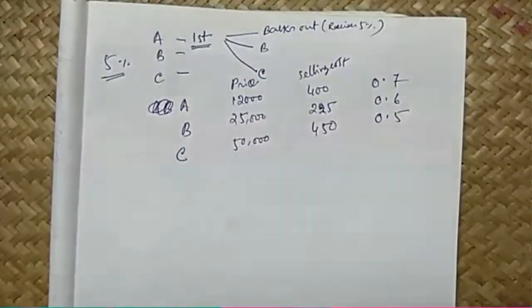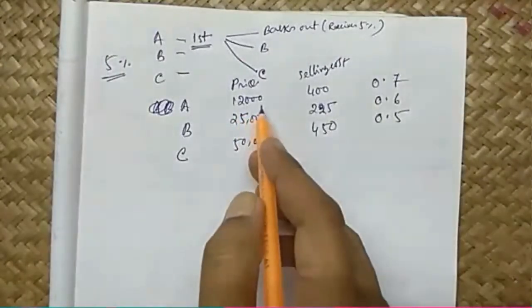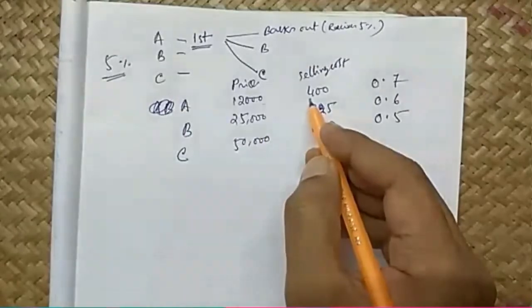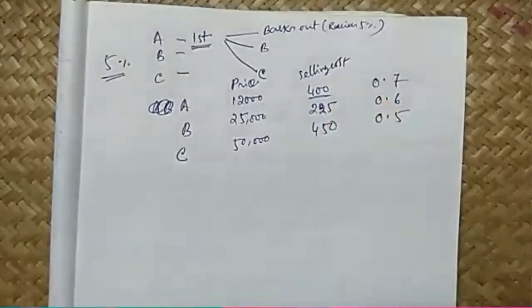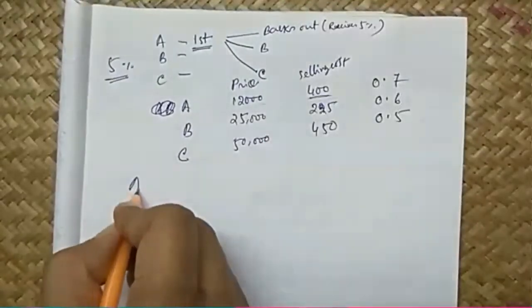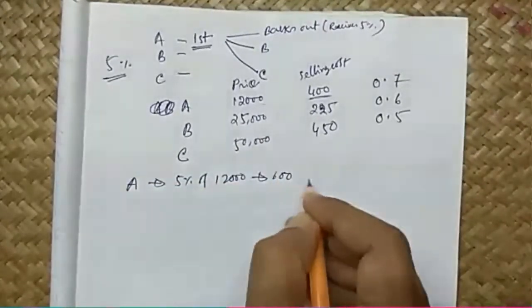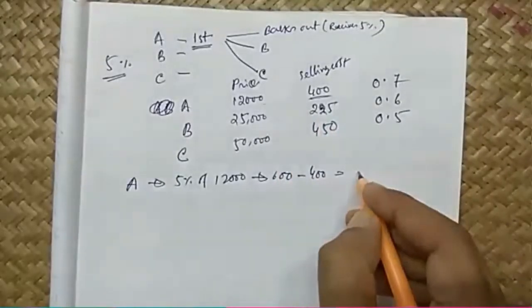Sir, are these numbers 400, 425 the selling cost? Yes, for the agent. He gets 5% commission, but he needs to advertise and go to several places. That's why there are costs associated with it. So 5% of 12,000 is actually 600. Out of the 600, he incurs a cost of 400. So his payoff is only 200. Did you get my point? If the real estate agent sells A, he receives 5% commission, which is 5% of 12,000, that is 600. Now he pays 400. So the payoff is 200.